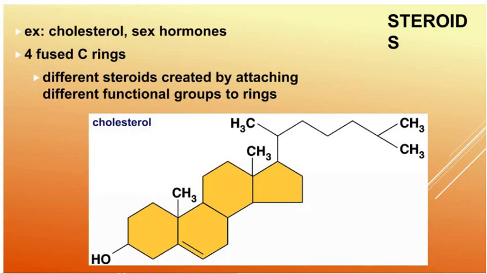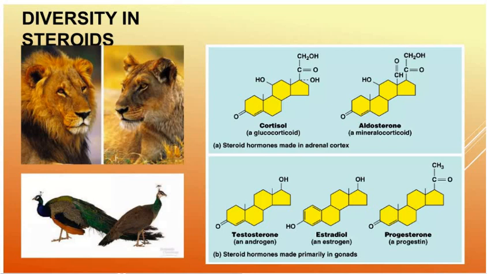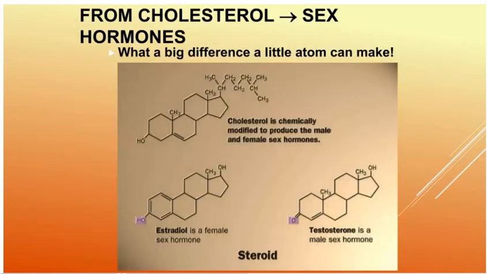Now, cholesterol, sex hormone known as steroids, four fused carbon rings, different steroids created by attaching different functional groups to ring. This is the structure of cholesterol. Diversity in steroid, you can see the cortisol and aldosterone, testosterone and estradiol and progesterone. So from cholesterol to sex hormones, what a big difference a little atom can make. Cholesterol is chemically modified to produce the male and female sex hormones. You can see the estradiol is a female sex hormone and testosterone is a male sex hormone.